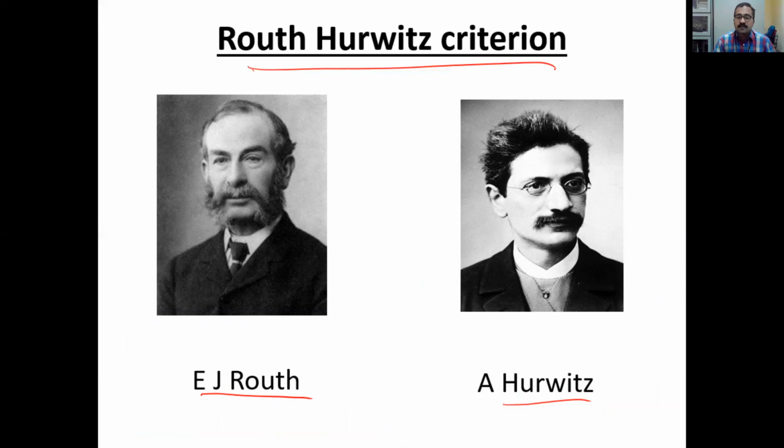Both were in different places at that time, sometime in the 1800s or 1900s. They were far away; one was in France and one was somewhere in the US, I think, right? So they independently developed this condition in parallel, and that is why this condition is called the Routh-Hurwitz criterion.